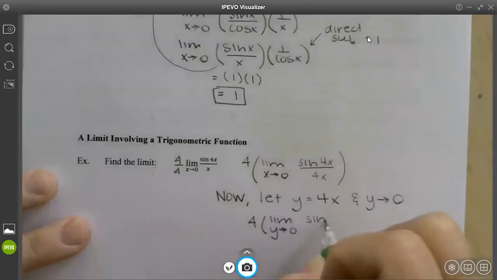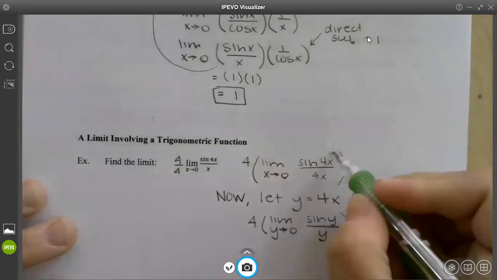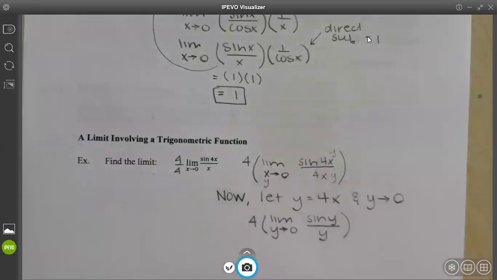So that'll change it into sine y over y. All I did was change all of these to y's. And again, y equals 4x. So that 4x didn't go away. I just changed it to a different letter. You're going to be doing this a lot.